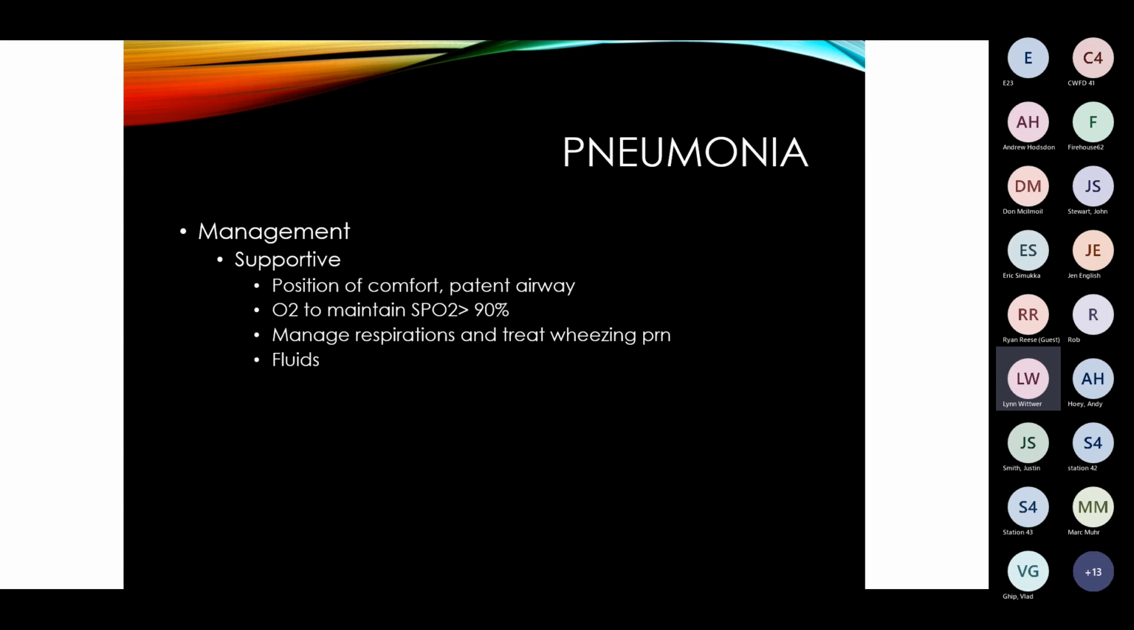Pneumonia, supportive position of comfort. Make sure the airway is patent. Oxygen supplementation, maintain your O2 saturations above 90. Manage respirations. Treat wheezing as needed. If they wheeze, treat it with wheeze medicine. And fluids, particularly if you suspect shock.